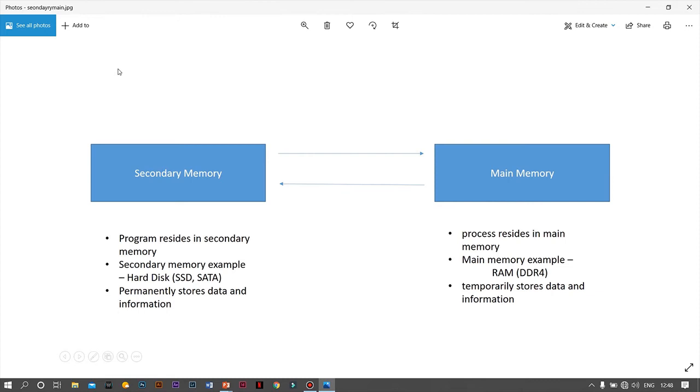Okay, always remember, when you want to permanently store data or information, it should be dumped or copied in your secondary memory. When I use the word dump, D-U-M-P, dump means to copy and paste. Okay, where? In your hard disk.